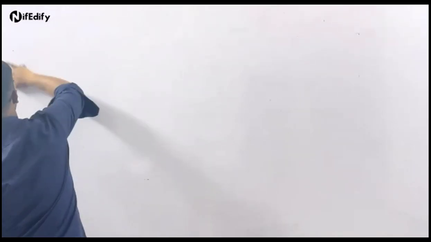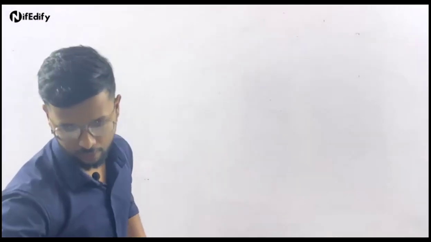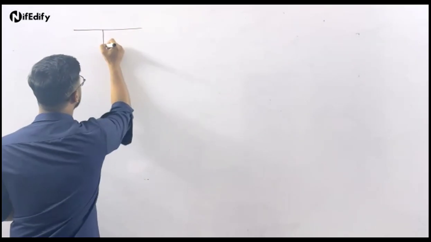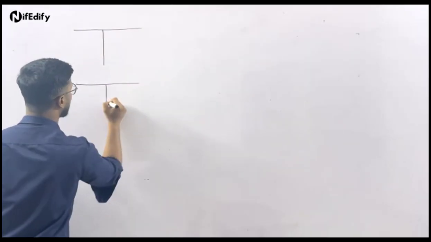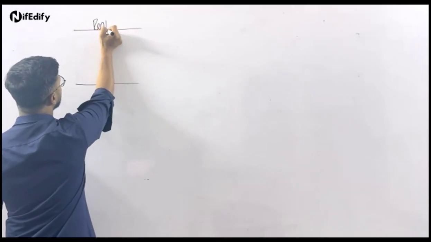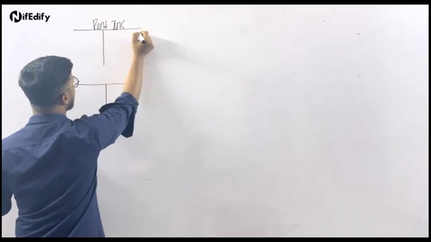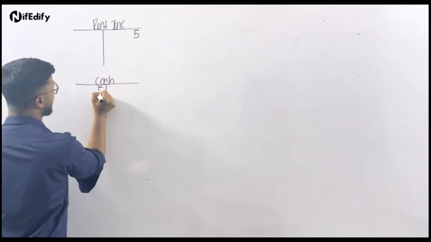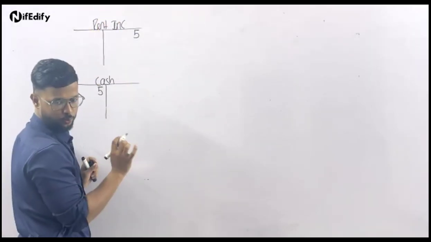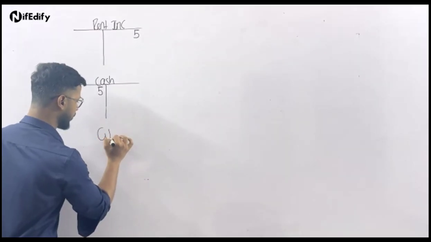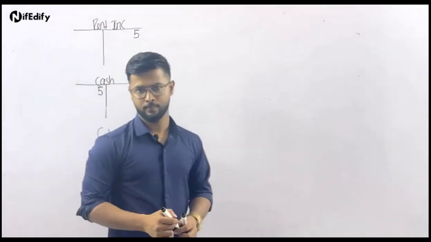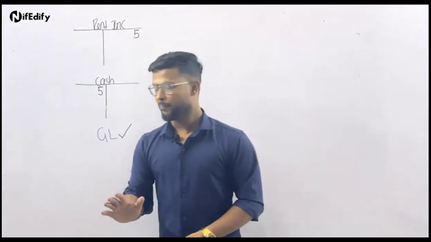So what is this? This is rent income 5. So what's the double entry for rent income? Come along with me. Rent income should be credited by 5. Cash account should be debited by 5. Do you have any issues with the GL? No. My GLs are perfect.